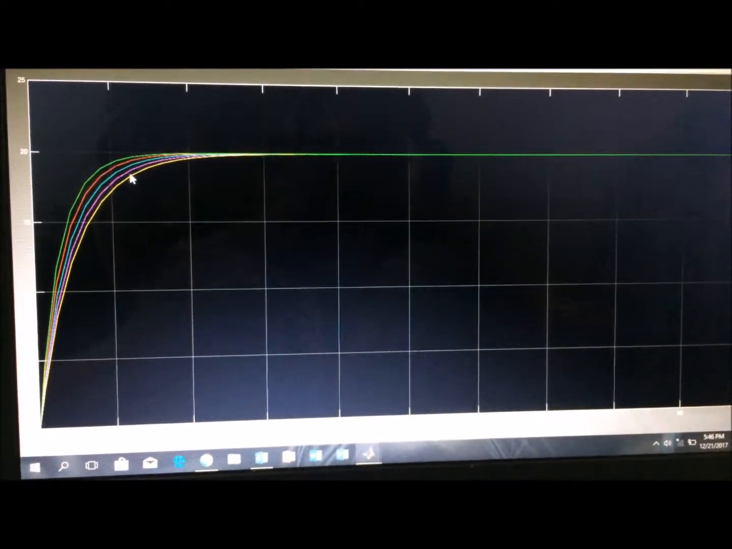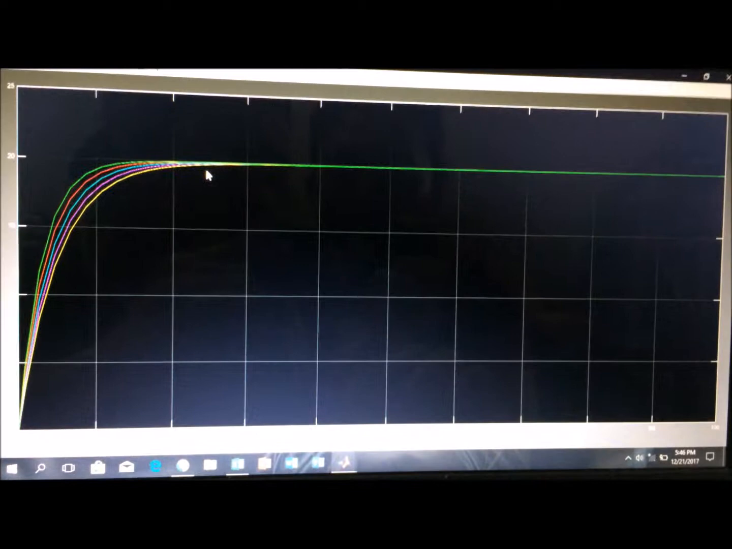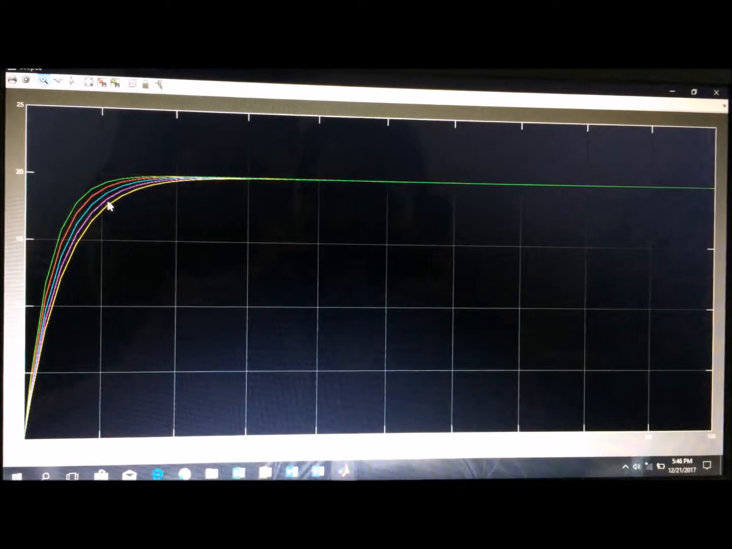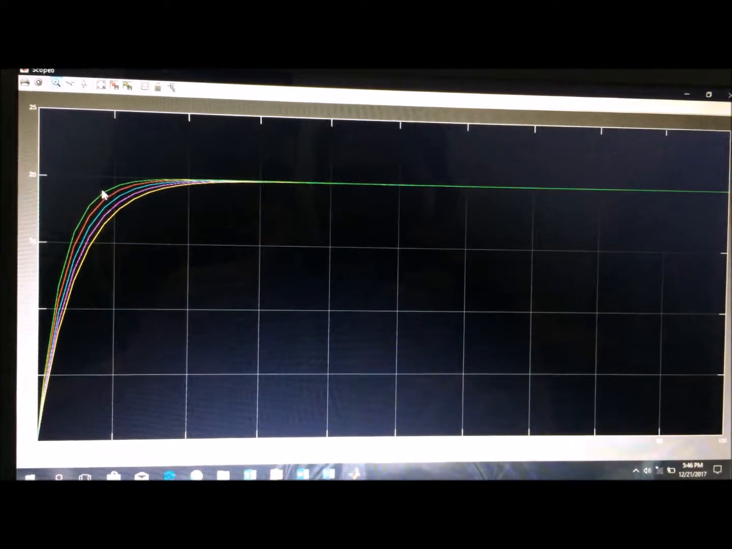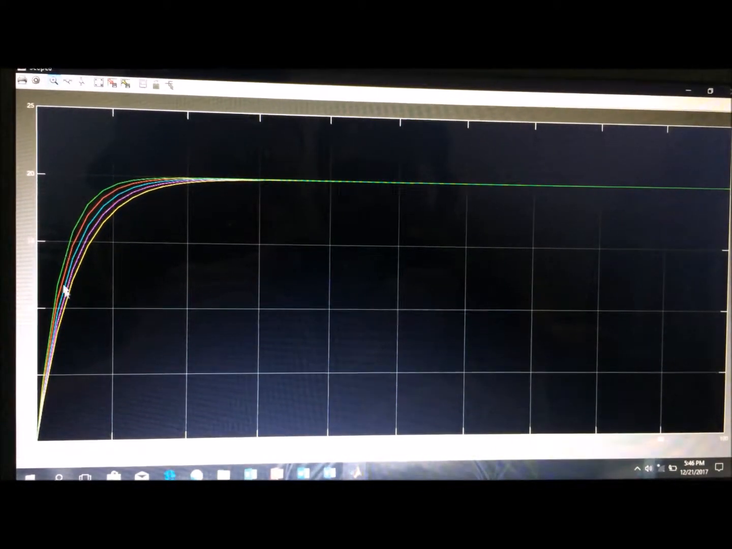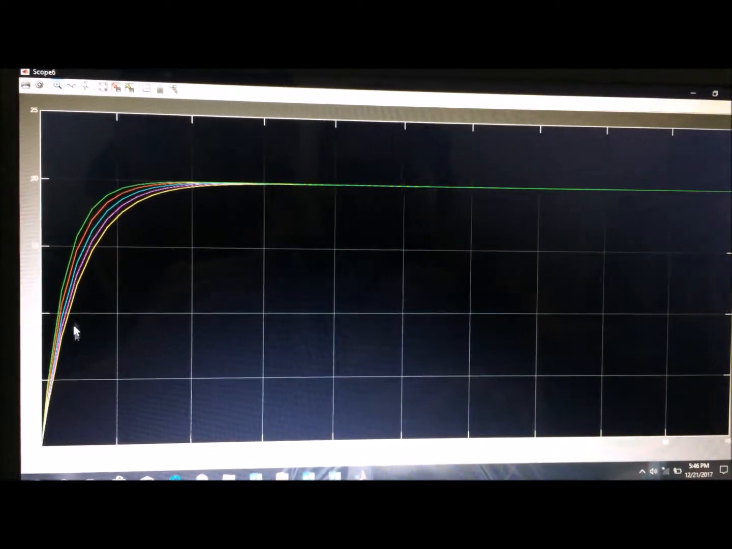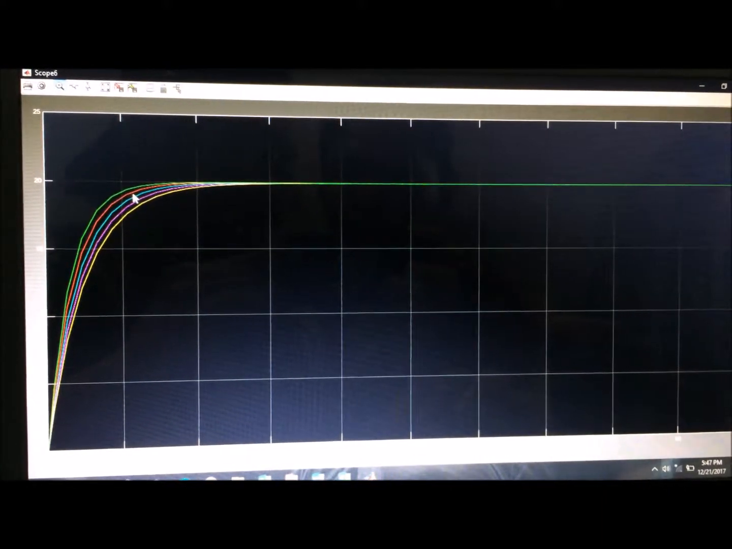Okay, this is the result for our simulations. As we can see, the yellow one is the highest tau C that we use, which is 5. The purple one is tau C at 4.5, 4, 3.5 and 3. As we can see, the lower the tau C is, the better for our controller, since it gives a faster response and also stabilizes faster than the others.